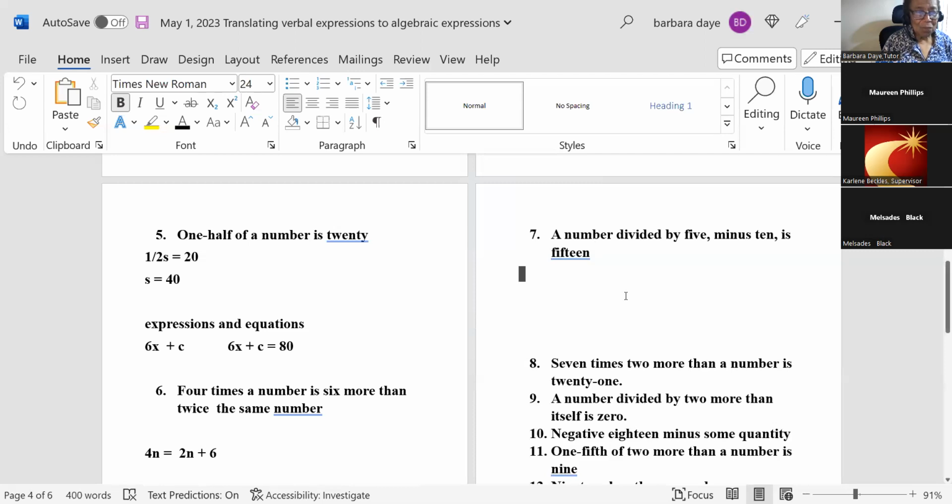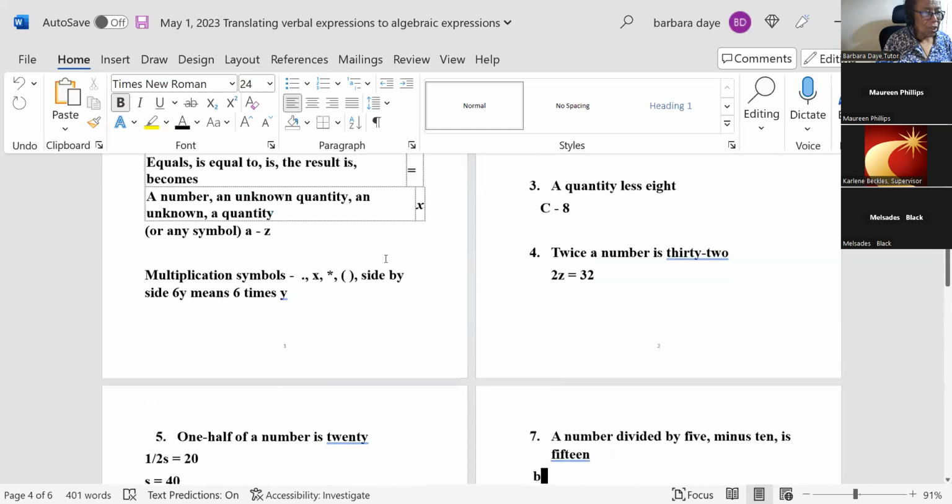Okay, write the number first. So what's representing a number? I put B. B, okay. Divided by 5. So what are you putting for divided? What's the division symbol? A line with 2 dots, or it can be a slash. Okay, you want the division sign.